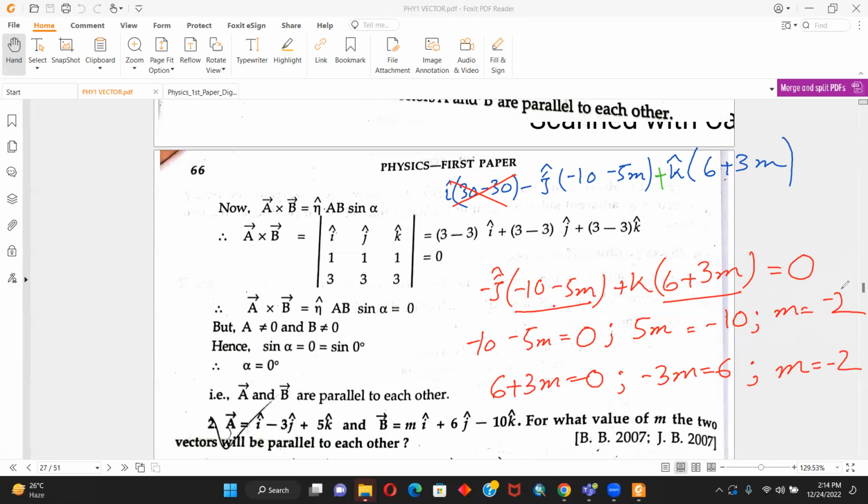Now notice, in the case of MCQs, you don't have to do all these operations just to check if the vectors are parallel to each other or not. Very easy. What is the coefficient for i? 1 upon m, right? For this it is 1 and it is 1. It will have to be equal to minus 3 upon 6, and also equal to 5 upon minus 10. By solving this equation, you will easily get the value for m. So this is a hack for MCQs.